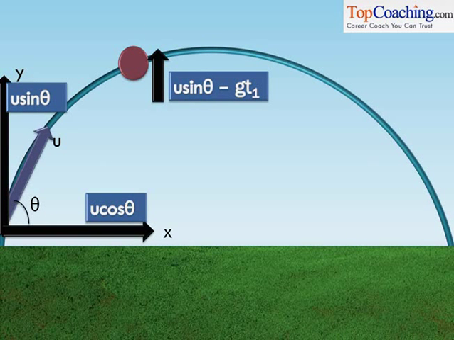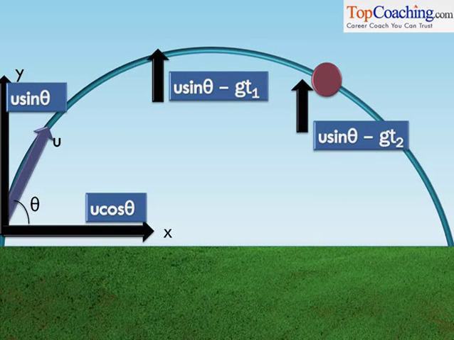We know that v equal to u plus at. Applying this equation in the vertical direction, we get the velocity after time t1 as u sine theta minus g t1, isn't it? u sine theta is the initial velocity in the upward direction, minus g is the acceleration in the downward direction, t1 is the time elapsed after the projectile has been released. So after time t1, the projectile will have a vertical velocity u sine theta minus g t1. After time t2, the projectile will have a vertical velocity u sine theta minus g t2. As you can see, the velocity of the projectile is constantly decreasing.